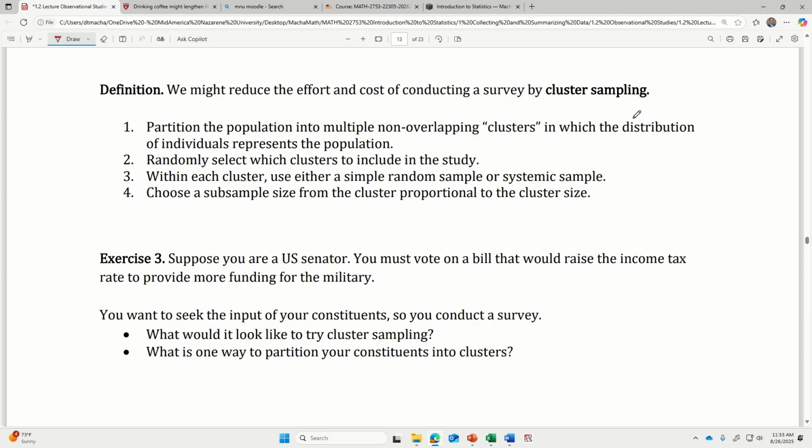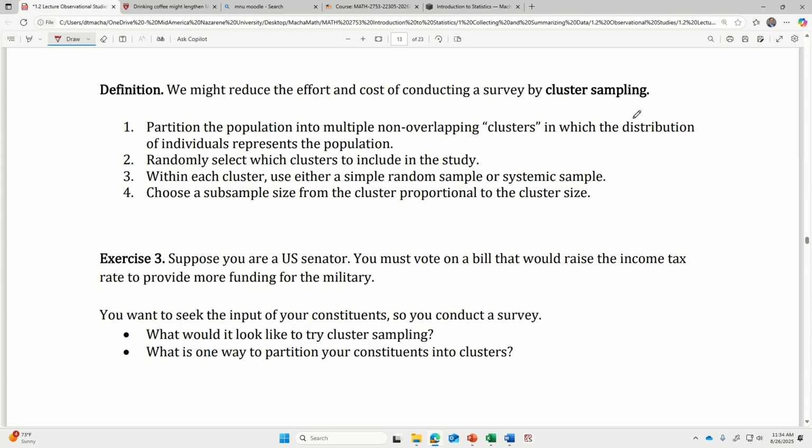What I could do instead is pretend that every city and town is a little microcosm of the state of Kansas. Let's pretend that every city has the same distribution of opinions as the whole state. Then I can say every city and town is a cluster. I'll randomly select a few clusters and only travel to those. So instead of traveling to 100 cities, now I only have to travel to 5 cities, and it reduces my workload by a factor of 20. At least it reduces my driving by a factor of 20.